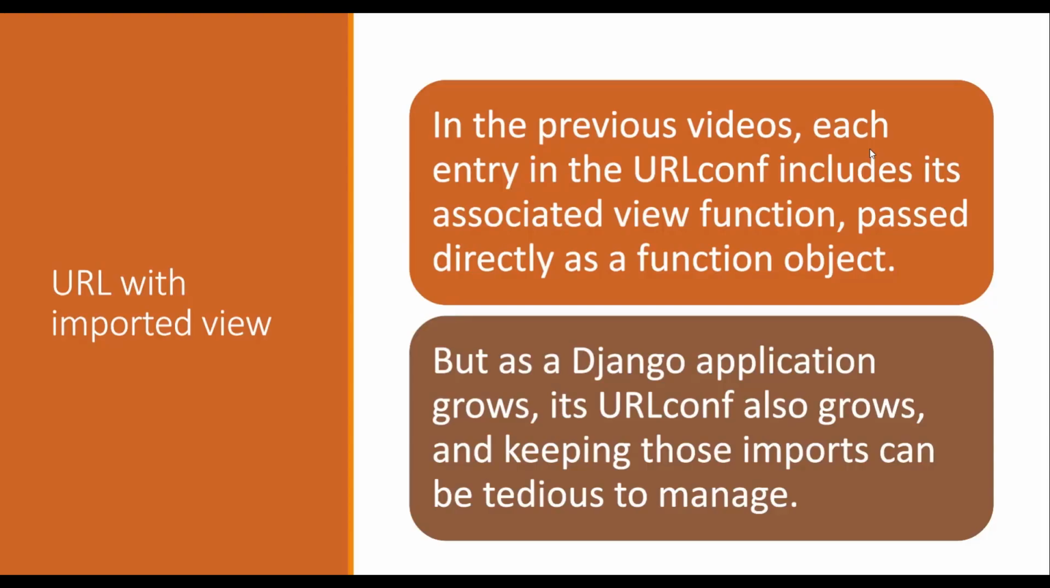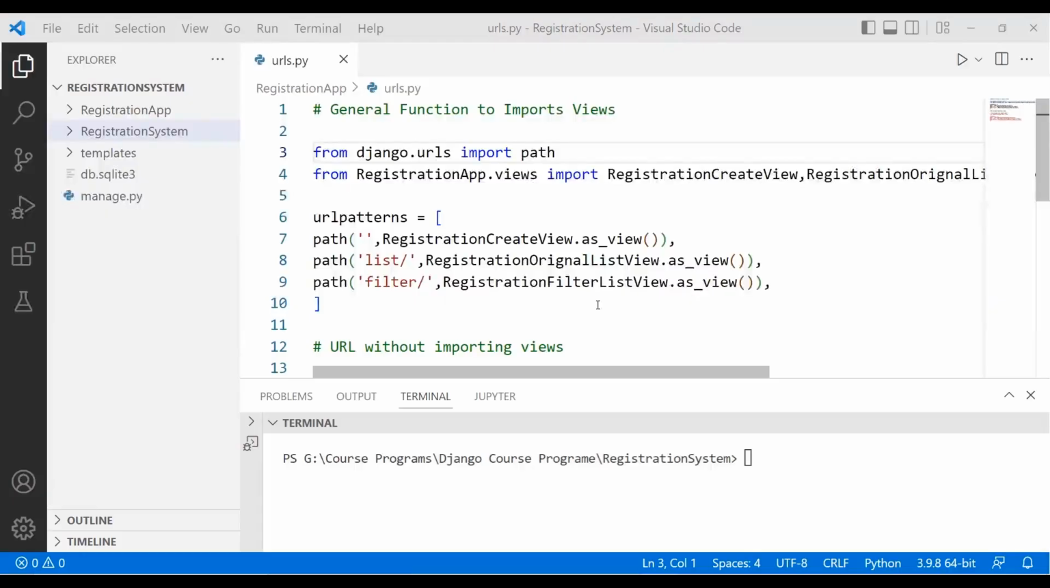So I will show you an example and tell you what I want to say. Here is my example. In the previous video, we discussed the registration system project, where we have a project with the name registration system and an app with the name registration app. So I open the same project and now I will show you the URL file which is located in the registration app directory. Here you can see that I import the views which I created in the views.py file.